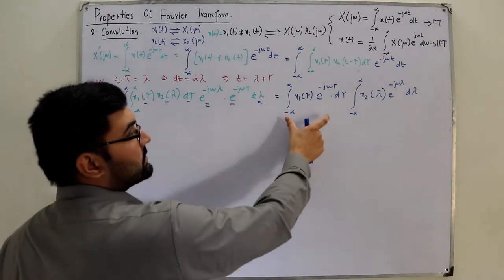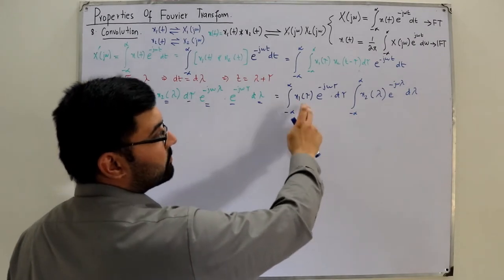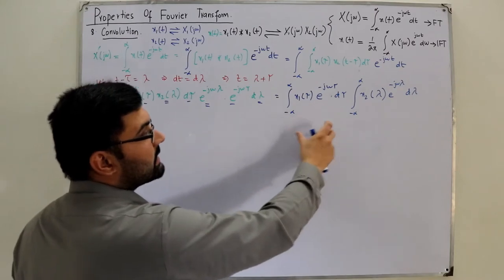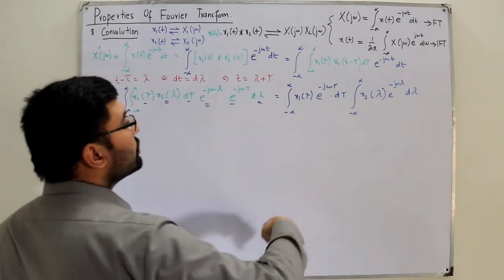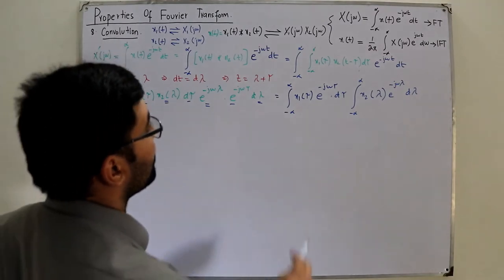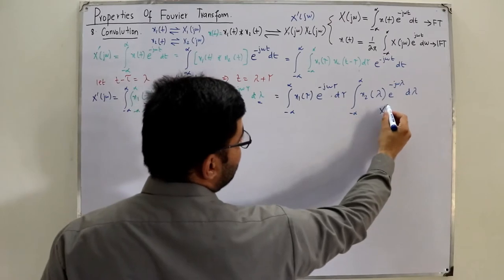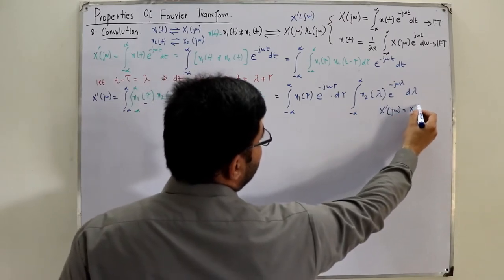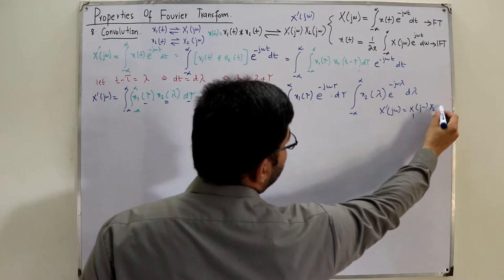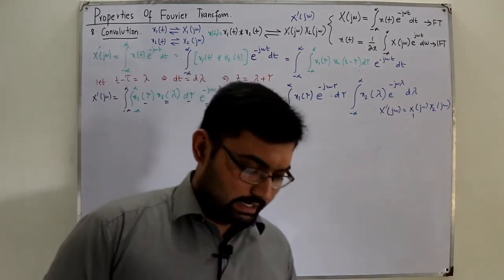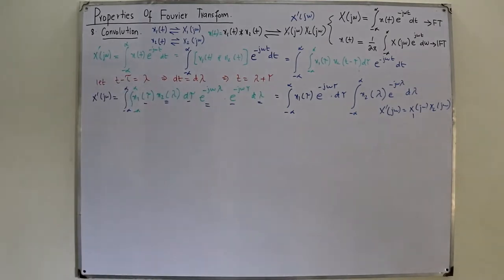This is the Fourier transform of x1 of tau, where tau is an independent variable. So this is the Fourier transform of x1, and this is the Fourier transform of x2. The overall Fourier transform, X dash of j omega, is the product of X1 of j omega and X2 of j omega, and this is the convolution in time property. The eighth property is done.